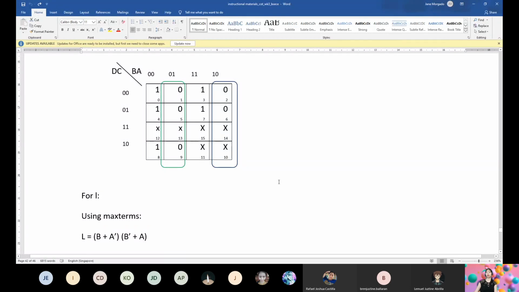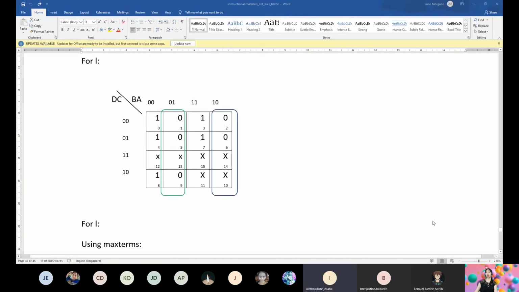By the way, do you have any question? Any question? If you don't have a mic, you may chat here. Yes, ma'am, is X also treated as 0? Either 0 or 1, it may be treated as 0 or 1. May or may not be included in the loop.